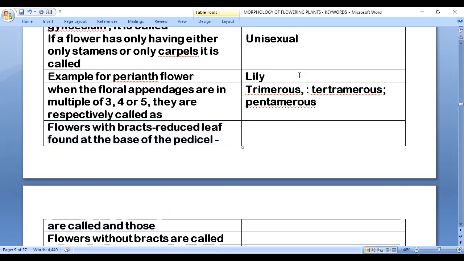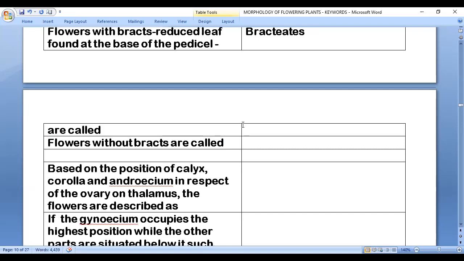Flowers with bracts, or reduced leaf found at the base of the pedicel, are called bracteate. Flowers without bracts are called ebracteate.